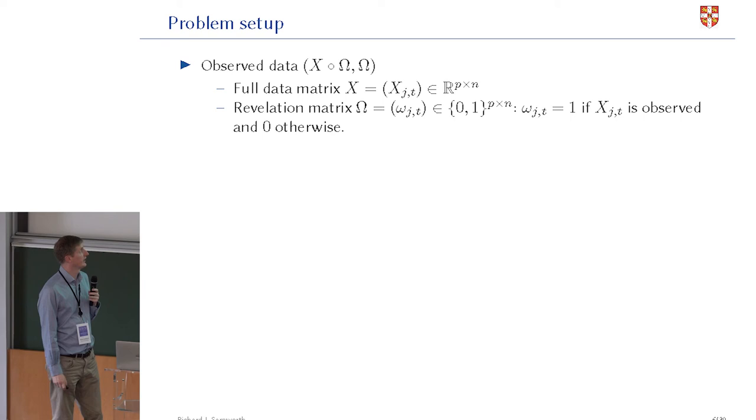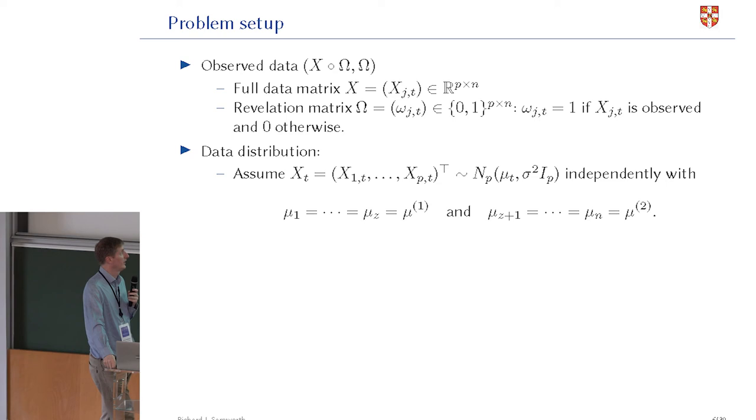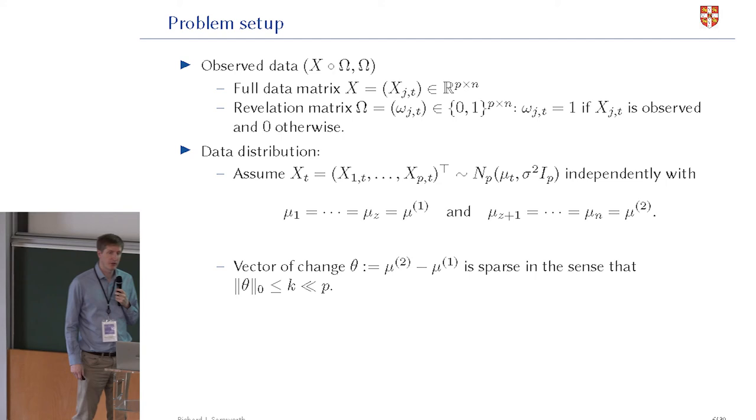It's going to be convenient to think about my data as coming from a Gaussian distribution independently over time with a piecewise constant mean and just a single change point, so a very simple data generating mechanism. P-variate Gaussian with a scalar multiple of the identity matrix as its covariance matrix. And we're going to think of the change in mean as being sparse. Most of the coordinates are not going to undergo a change. It's only going to be a small proportion that do.